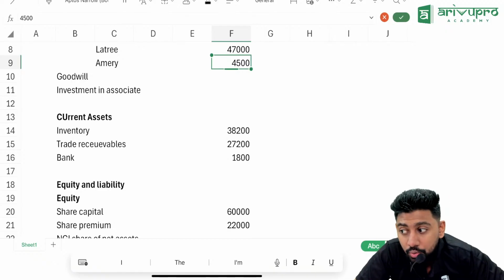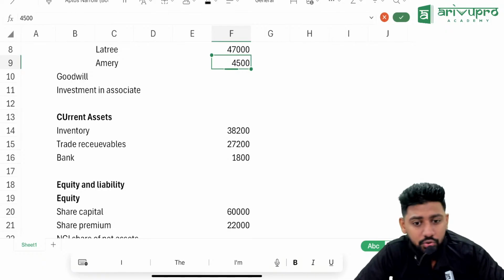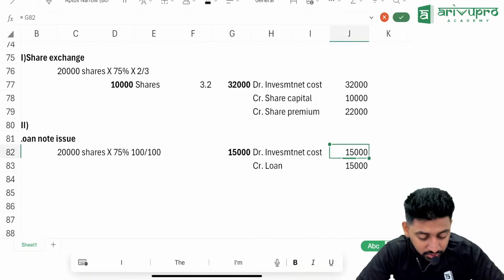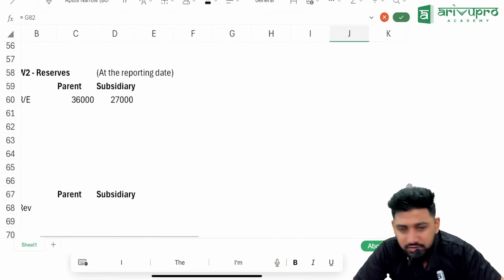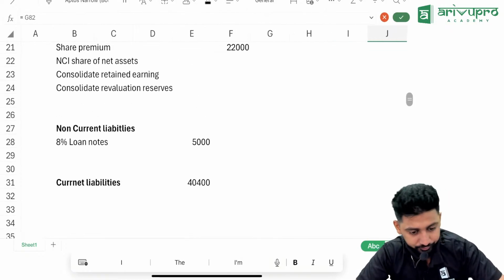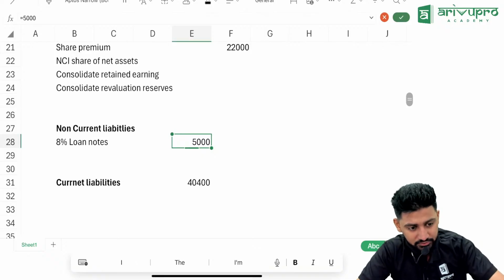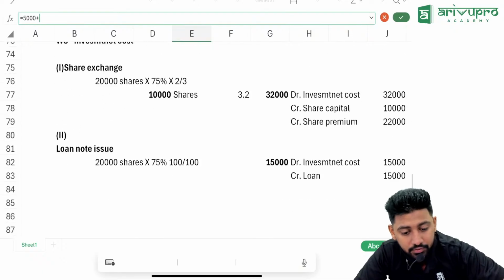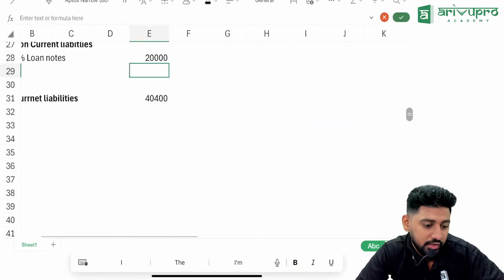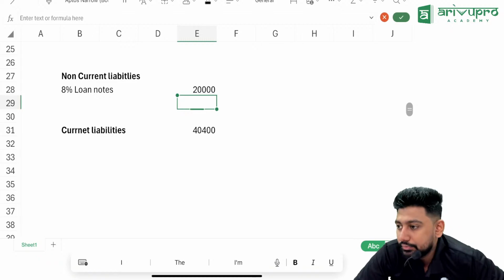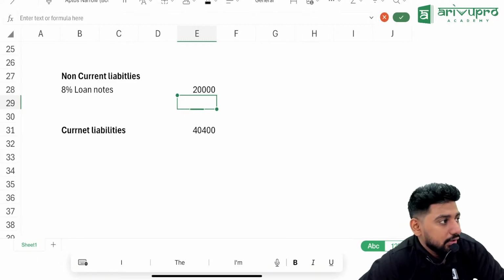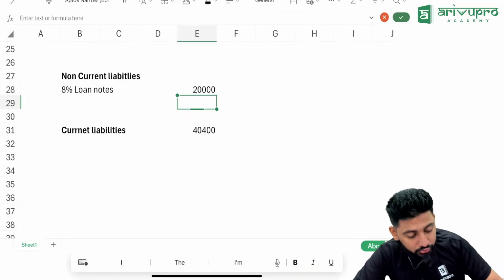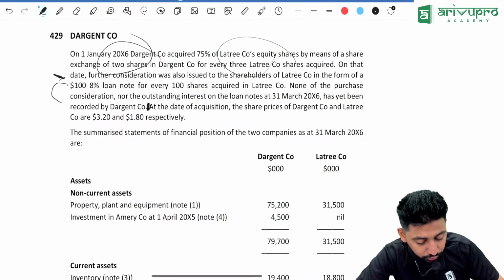Okay, now what do I have to do? I have to adjust my loan notes because I have a liability. Now I have adjusted my 15,000 here. The remaining 15,000 has to be adjusted. So I go to the top, 5,000 plus, how much do I have now? I have another 15,000 to adjust. There you go. 20,000 adjustment. Understood? Yes or no, everybody? Are we clear? Super. Let's go further.